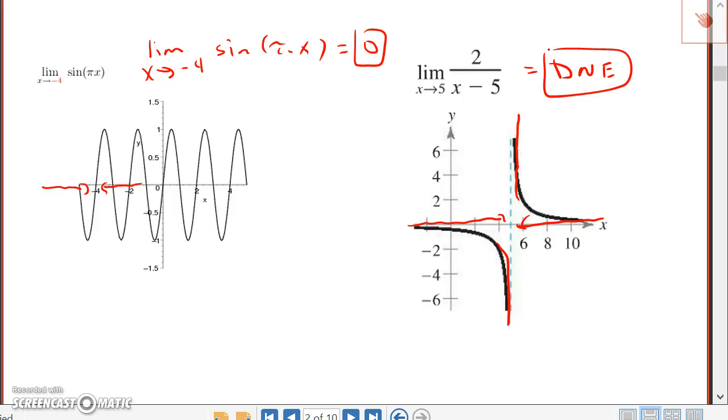So again, this approaches infinity and negative infinity, and since it approaches infinity, period, then it does not exist.